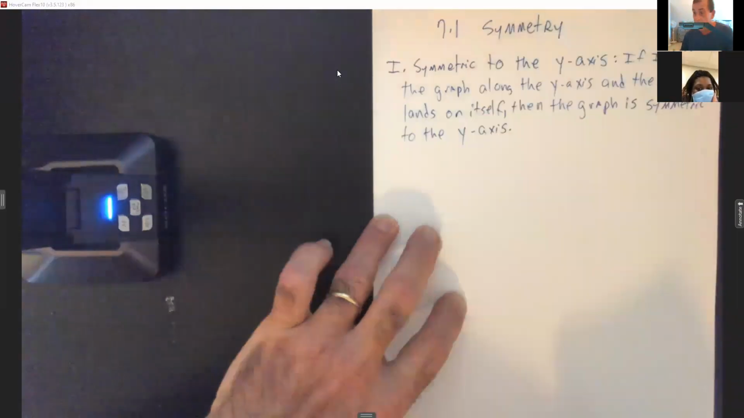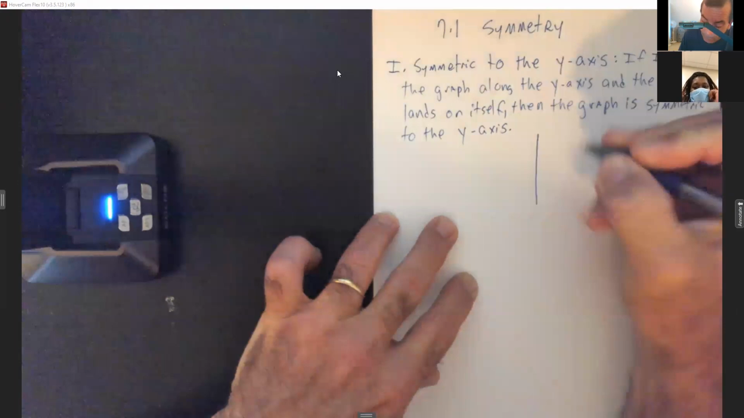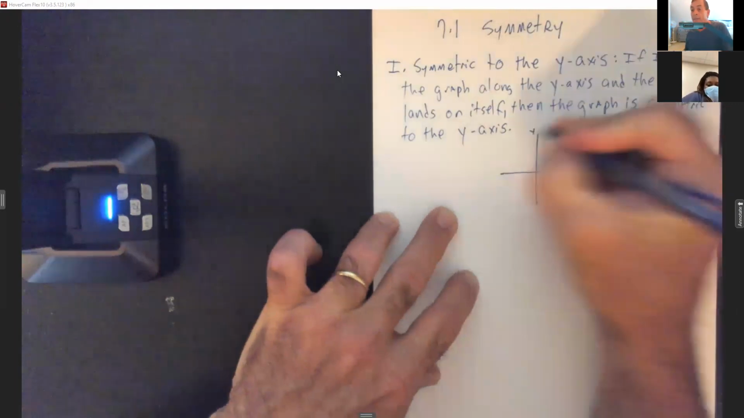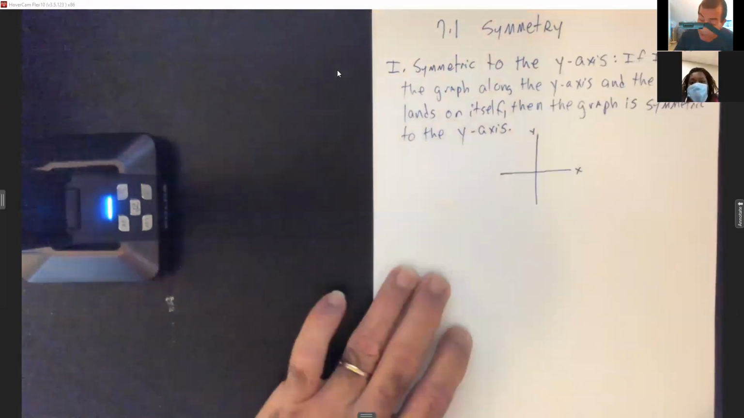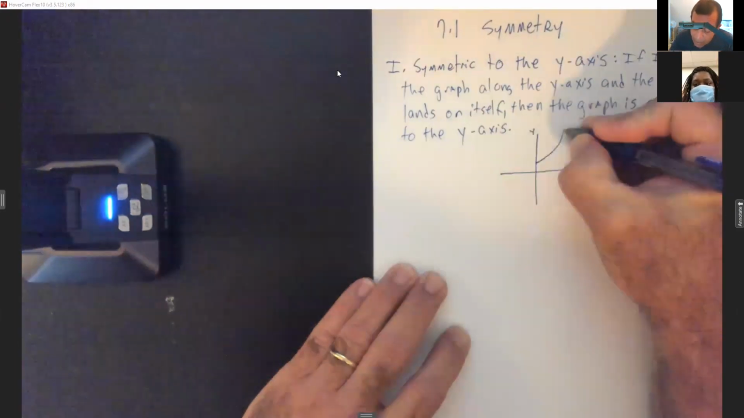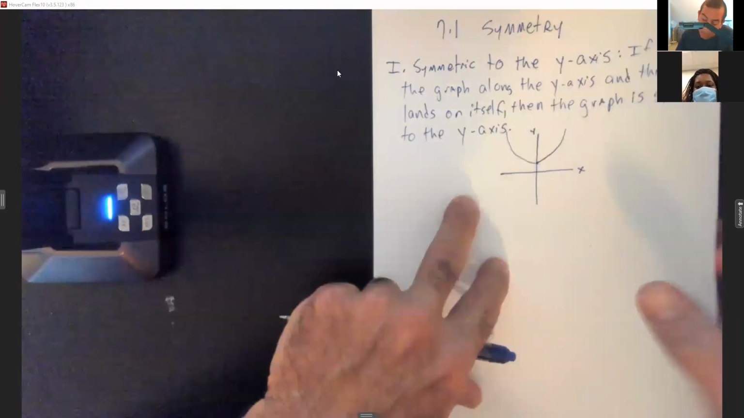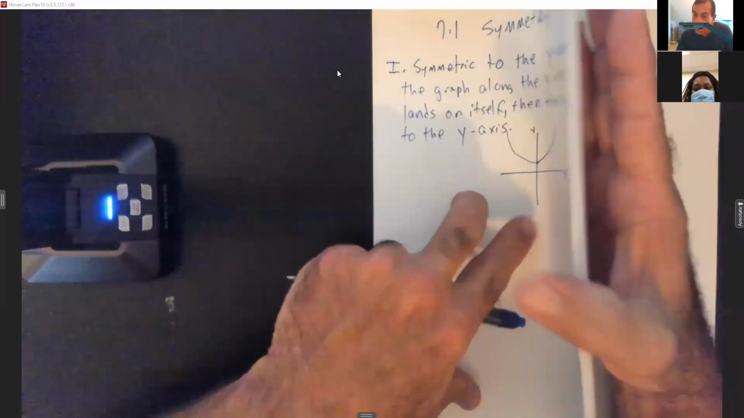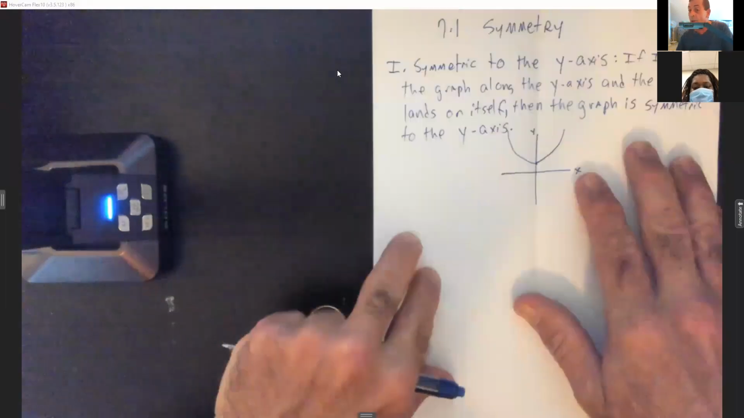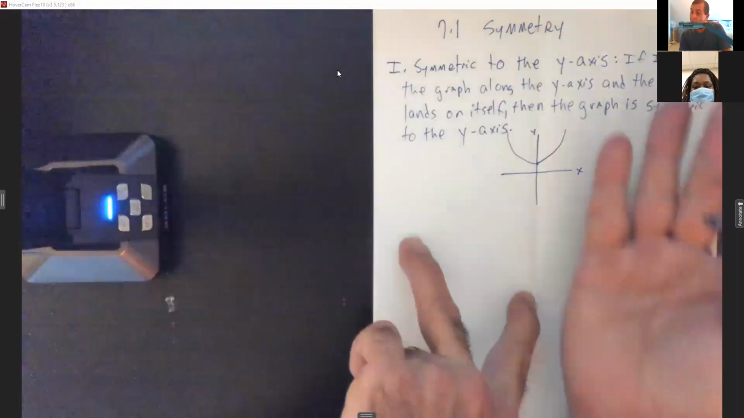Okay, so let me show you one that would be actually symmetric to the y-axis here. So there's my x and my y. And actually, y'all, the parabolas that we've been playing with in class, a parabola comes up like that on each side. So what they mean is if I took this graph and I fold it along that y-axis and the graph lands on itself, then it is definitely symmetric to that y-axis, okay? So it just depends on being able to fold that paper over and it hitting itself.